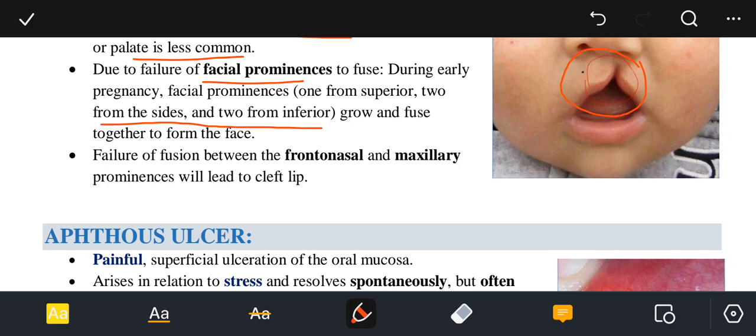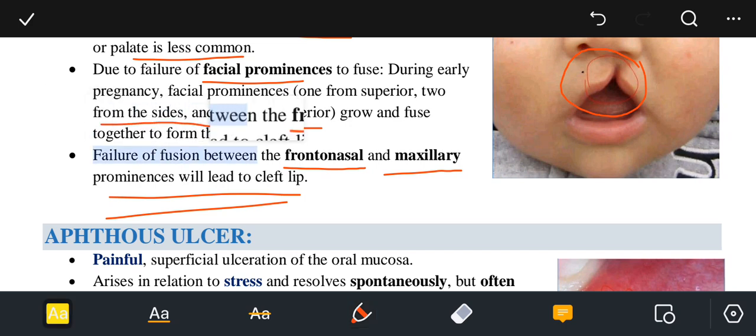If they are not fusing properly, they may result in the cleft lip or cleft palate. Failure of fusion between the frontonasal and the maxillary prominence will lead to cleft lip. There they have written it, that the failure of fusion between the frontonasal and the maxillary prominences will lead to the formation of cleft lip, right?